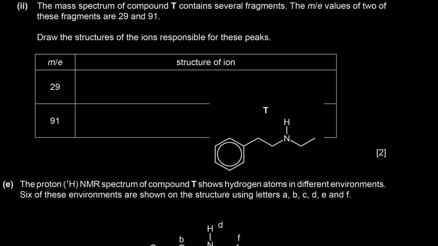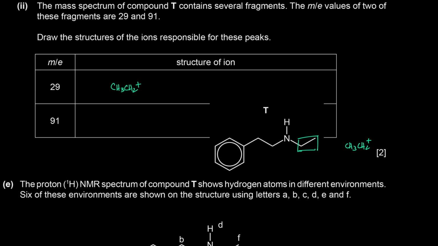Okay. So now at 29, what peak do you think is responsible for the peak at 29? A very common peak that we have at 29 is the CH3CH2, right? This ethyl group over here. Okay, this is a very common fragment. So CH3CH2, right? This cation is responsible for the peak at 29.